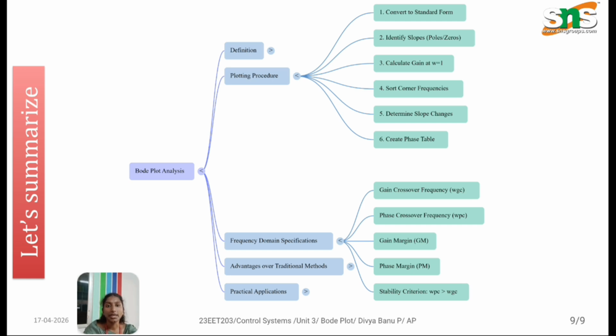Let us summarize. In Bode plot analysis, we clearly dealt with the definition and plotting procedure. First, convert to standard form, identify the corner frequencies, and calculate the gain crossover frequencies, then determine the slope and create a table. Similarly for phase. After that, we mark the gain margin, phase margin, gain crossover and phase crossover frequencies in the semi-log sheet.